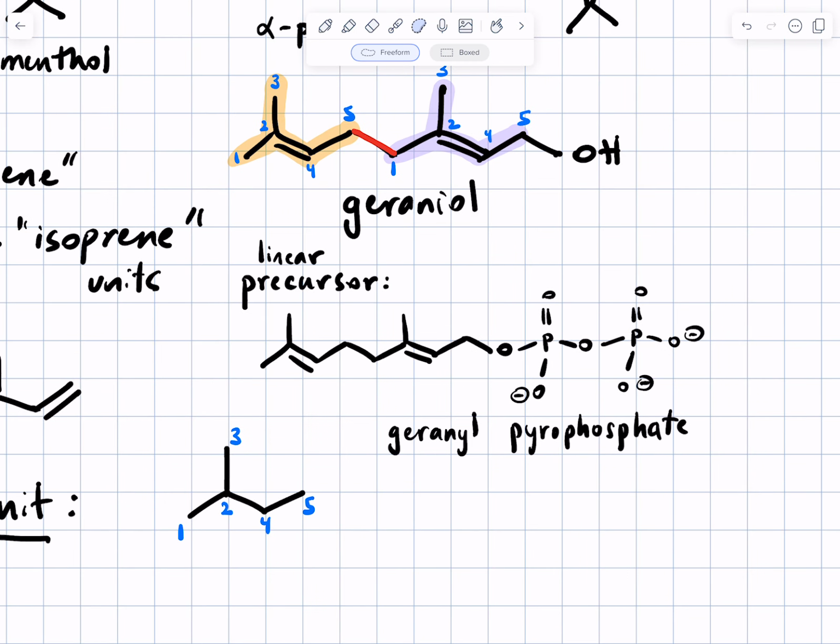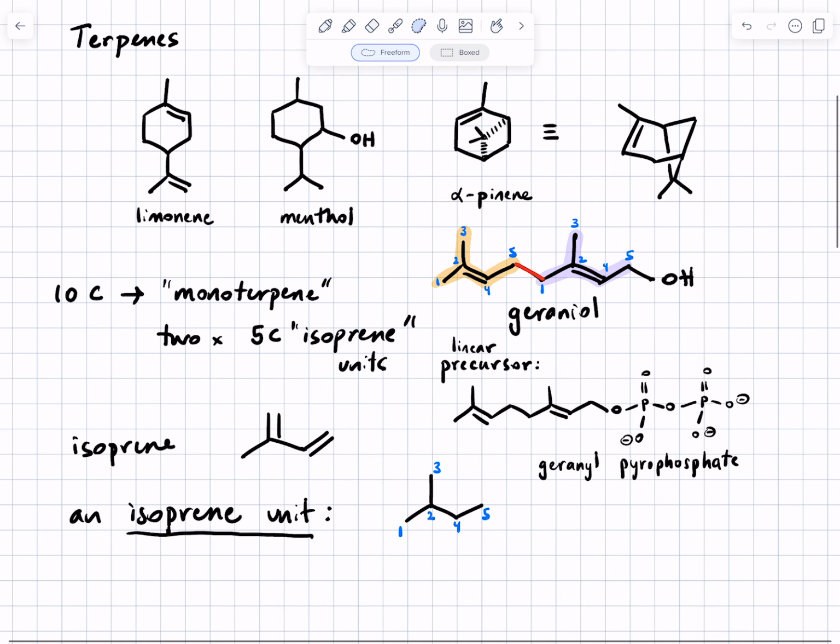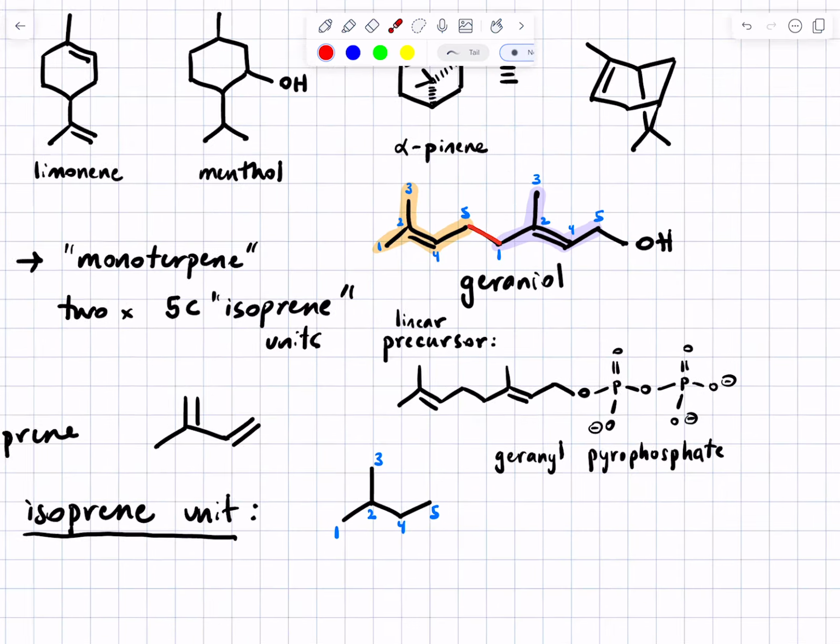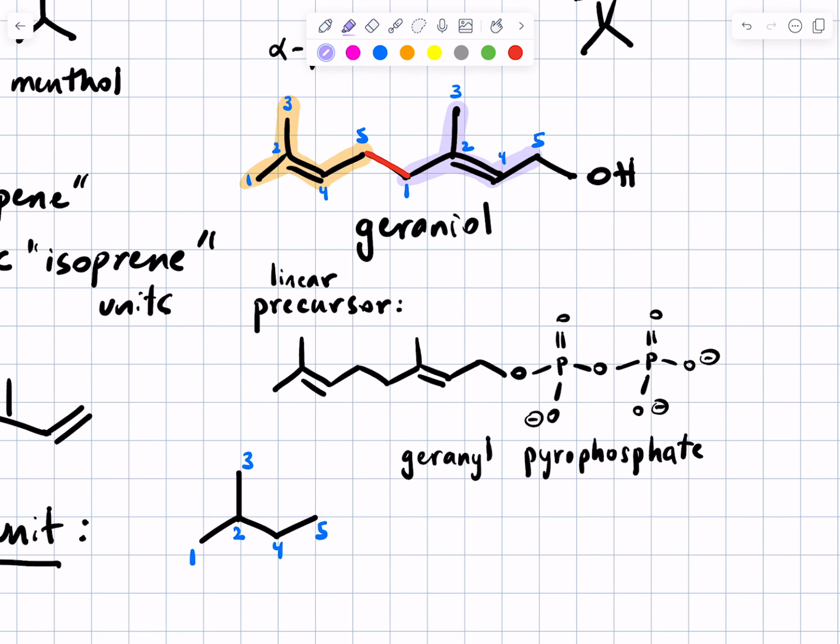Geranyl pyrophosphate is the monoterpene linear precursor to all of these other terpenes. And you can see that geranyl pyrophosphate shares the same basic arrangement of isoprene units as does geraniol. That is, you have 1, 2, 3, 4, and 5 for the orange isoprene unit, then 1, 2, 3, 4, and 5 for the purple isoprene unit, with a bond between the two isoprene units, okay?